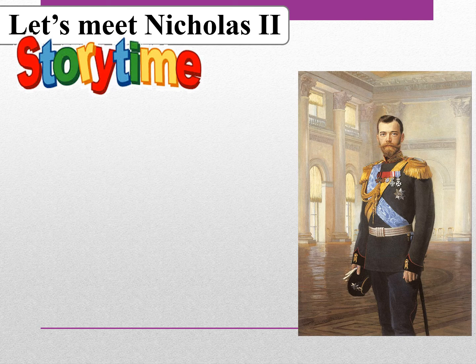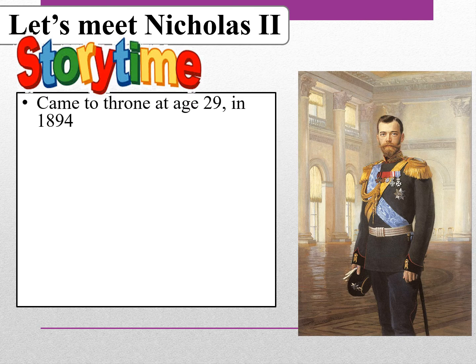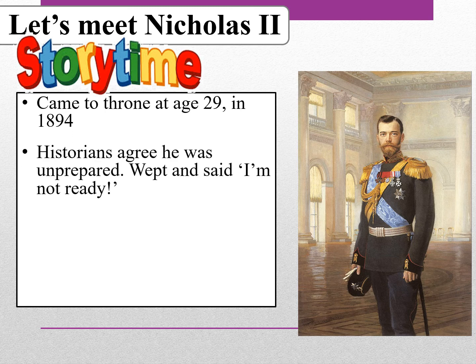So Nicholas, poor Nicholas, a bit of a story time for him. When he came to the throne, when his father died, he was 29 years old, and historians will agree on this. It'd be a really good point, if you want an extra task to do, to go away and see if you can find which historians. They agreed that he was unprepared.